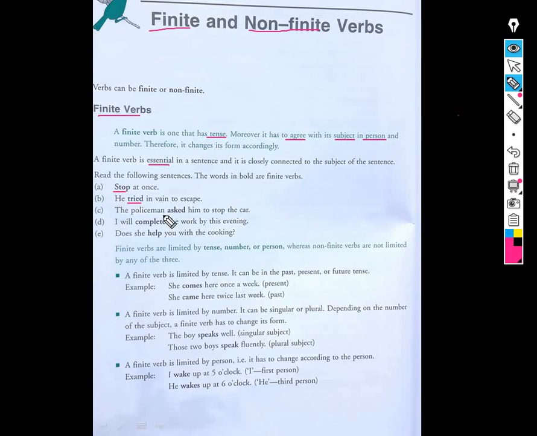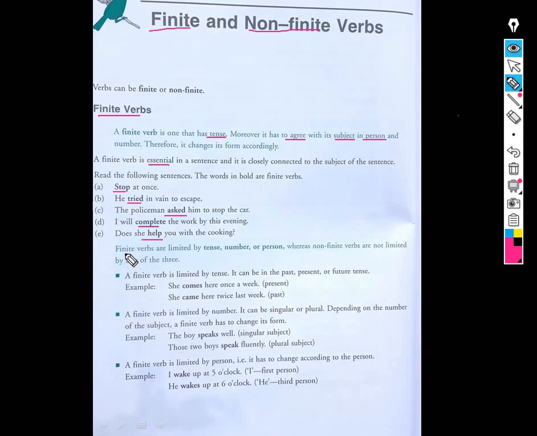Next example is the policeman asked him to stop the car. Asked, second form. You can use its first form in present tense. I will complete the work by this evening. मैं इस evening तक ये काम complete कर लूँगा. Complete, this is a finite verb. Okay. Does she help? Help is a finite verb, okay, right?